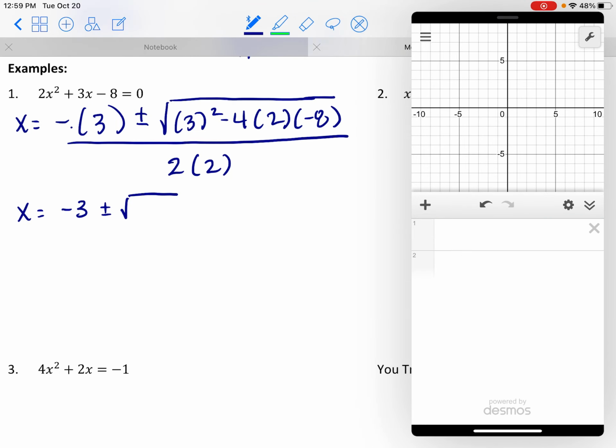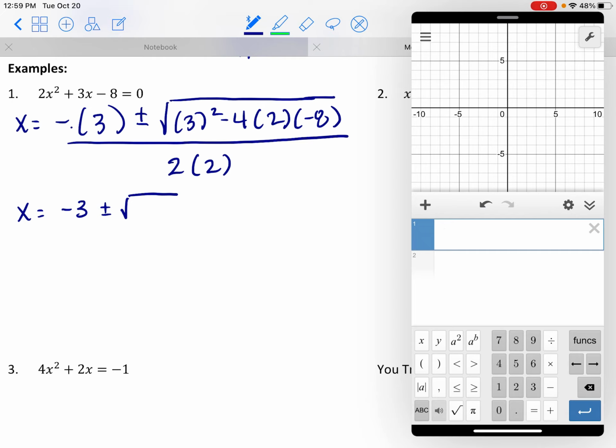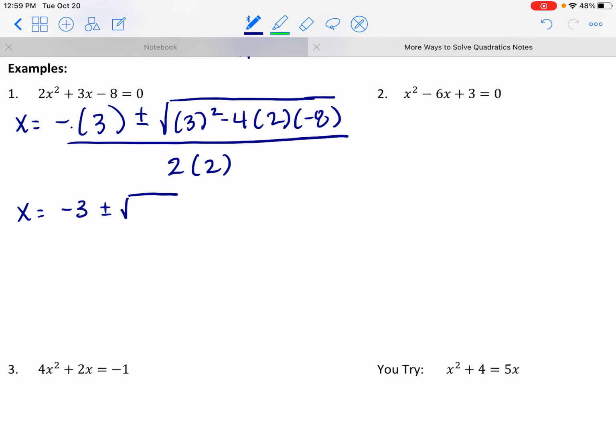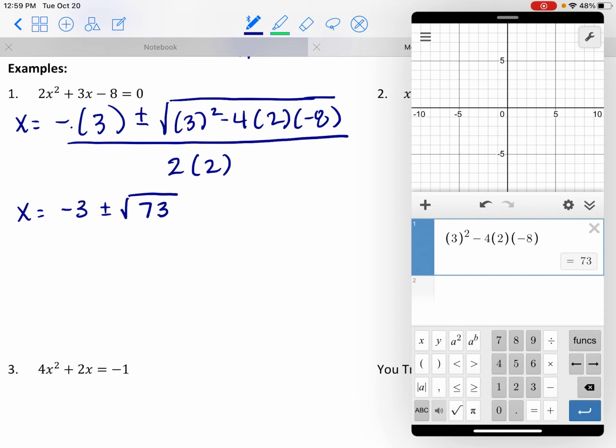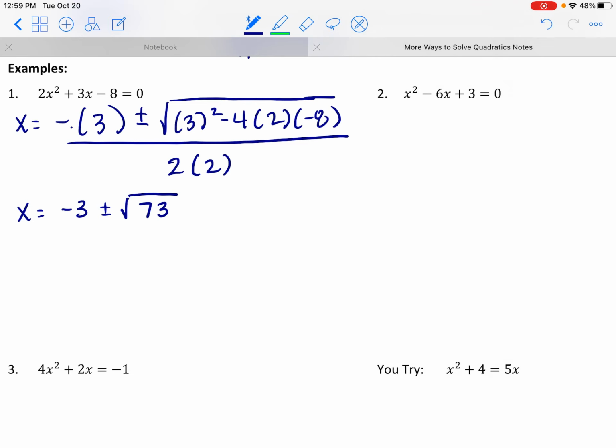I'm going to use my calculator just so I don't screw that up. So underneath the radical, I have 3 squared, and then minus 4 times 2 times a negative 8. Just underneath the radical is supposed to be a 73. So this is going to be a 73 here. I plugged that in right? Negative 4, yes, okay. And then on the bottom of the fraction, 2 times 2 is going to be 4.